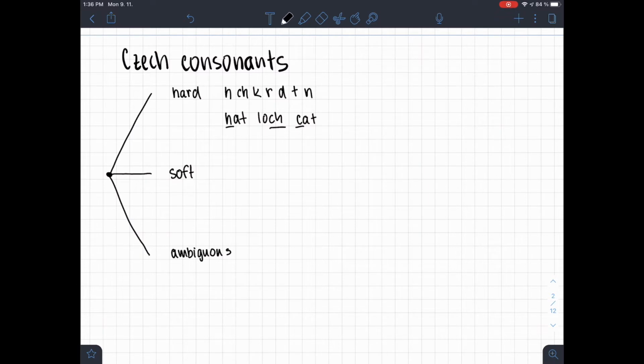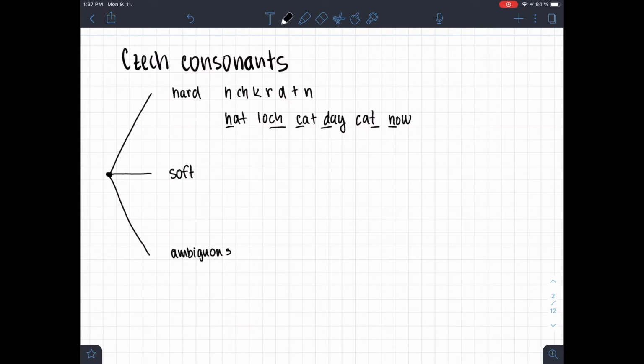R does not exist in English because it's not the same as the R in English. This R is a rolling R. You can, for example, find it in Spanish. D, you can find in a word day. T, you can find almost again in a word cat, but this T is not aspirated. For comparison, T, T. And N, you can find in word now.